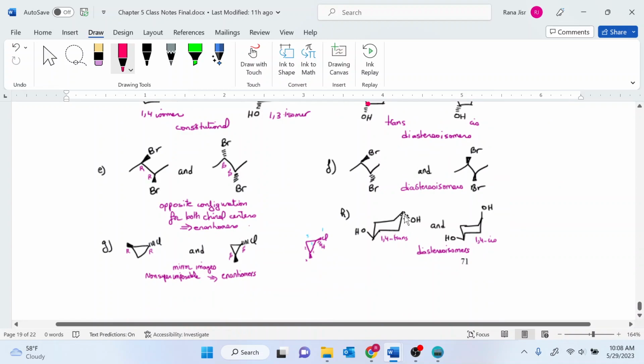Same thing here, always check the connectivity. Here, this is a 1,4 disubstituted cyclohexane. This is also a 1,4 disubstituted cyclohexane, but this is trans and this is cis. So these two are going to be diastereoisomers.